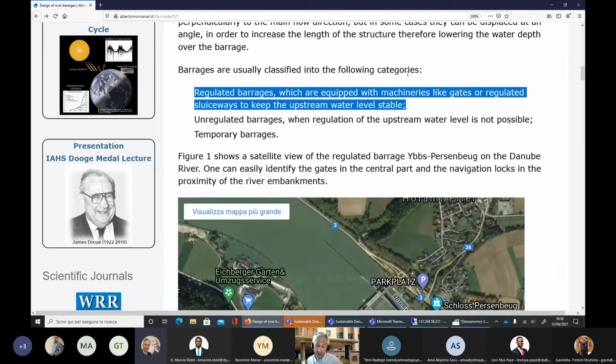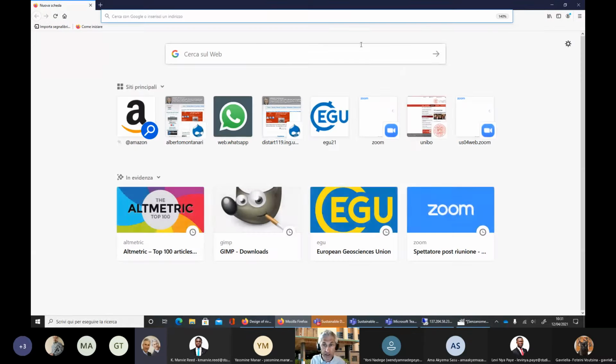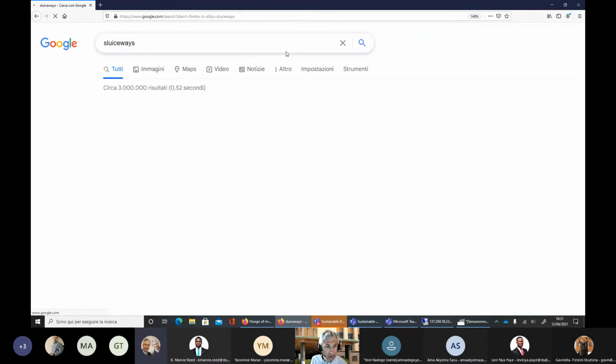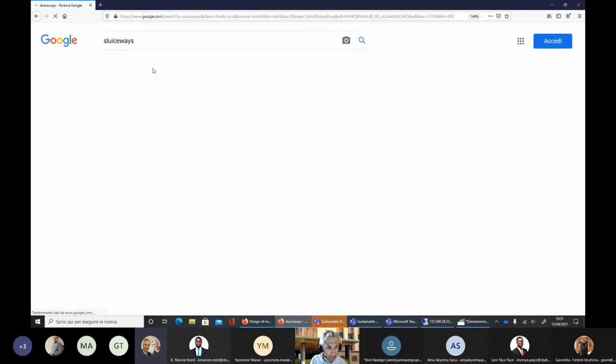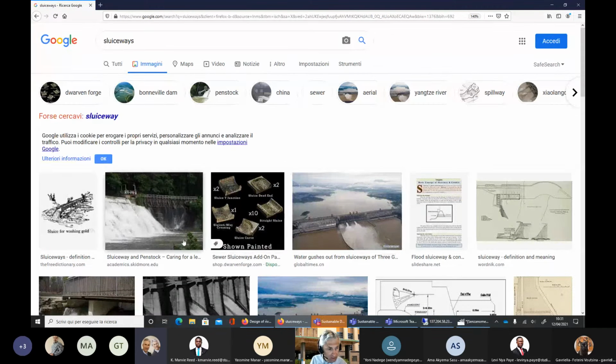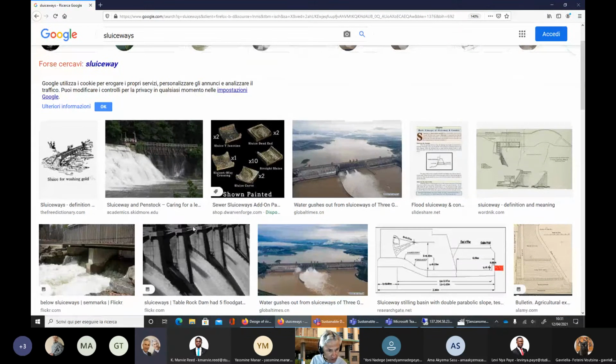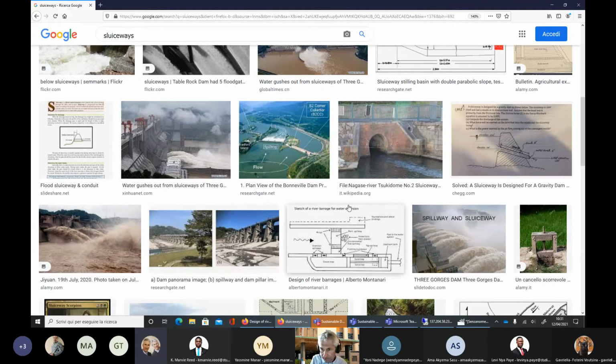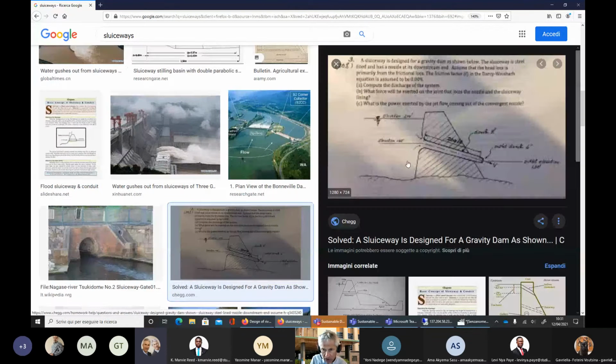The weir is a kind of threshold. It's not a window. Let me see if I can find some images for sluiceways. Let me see if there is an image that is clear. I think that the best image is this sketch here. This is a sluiceway. You see, it's a window or a hole, and it is fully submerged.